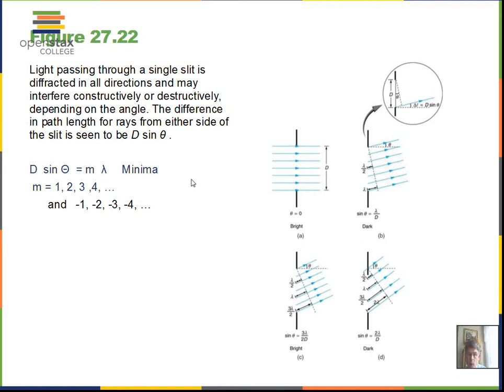There's only one equation for the single slit. That's where the minima are located. So there's capital D, the size of the opening. Need to put that in meters.